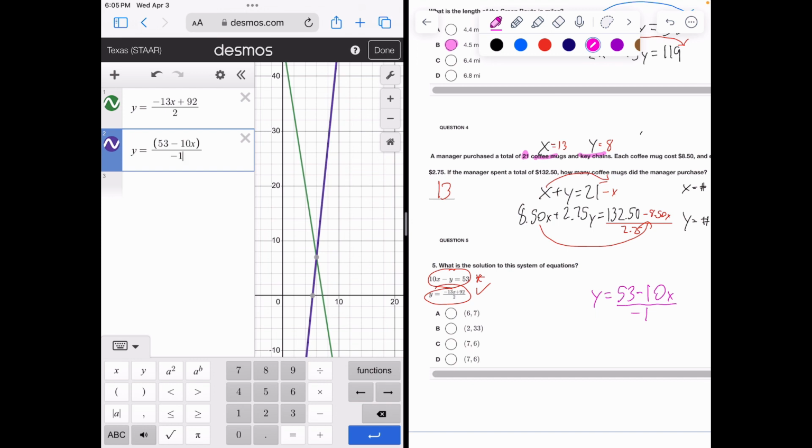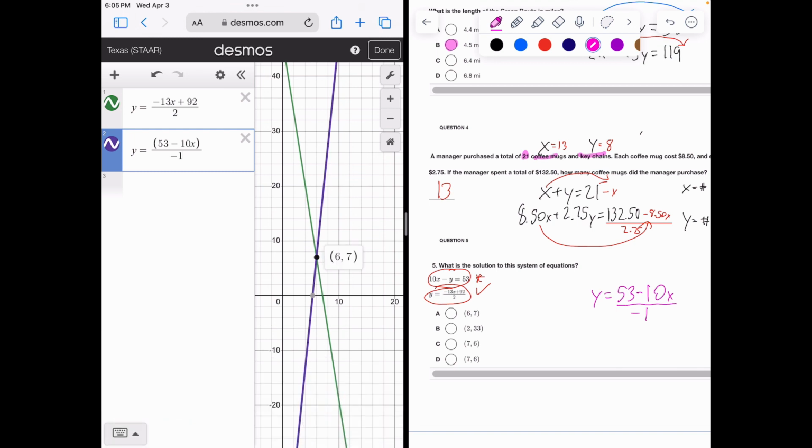Here's that. And the solution to the system of equations is where the two lines cross. And the two lines cross at 6 and 7, making the answer A.